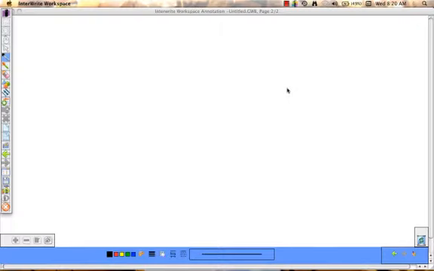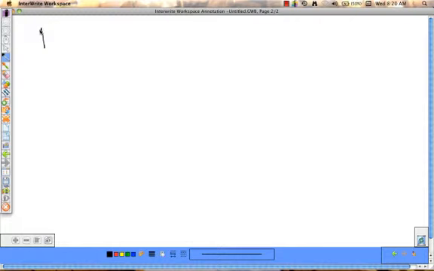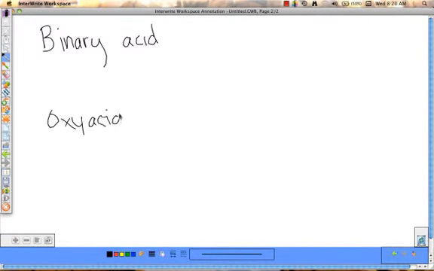First concept you have is naming acids and bases. So we had two acids, binary acid, and then the oxyacid. Binary acid means what?